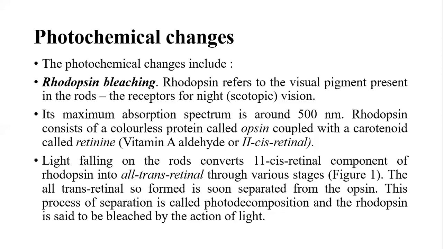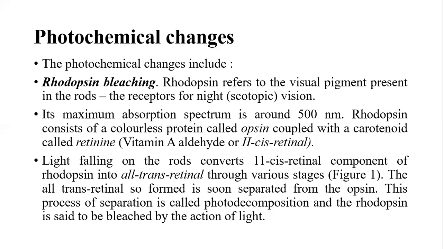I'm going to discuss that on the next slide: all the stages from the transformation of the 11-cis retinal to the all-trans retinal. The all-trans retinal so formed is soon separated from the opsin, and this separation process is called photodecomposition, and the rhodopsin is said to be bleached by the action of light.